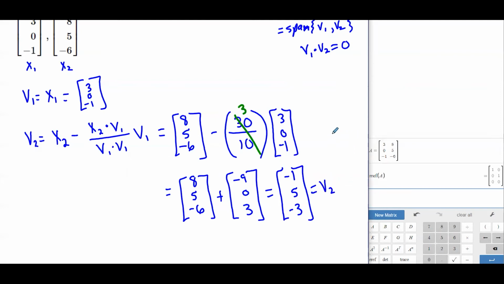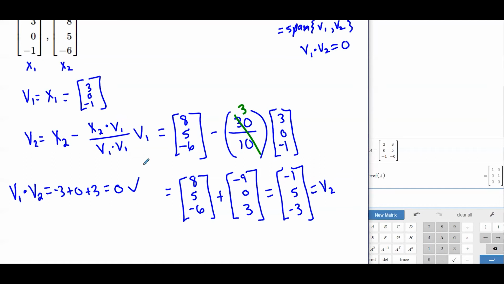Okay, so now let's verify a couple of things. One thing we need to be true is that v1 dot v2 is 0. This guarantees orthogonality. So here's v1 and here's v2, and let's dot product them. I get -3, and then 0, and then -1 times -3, that's +3. And that is indeed 0. So it does check out.